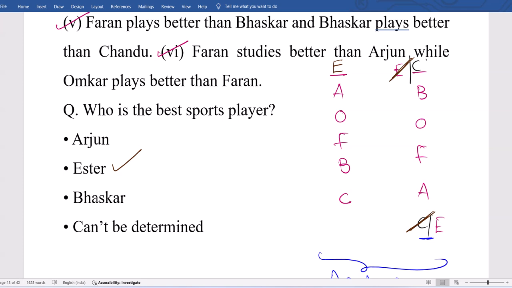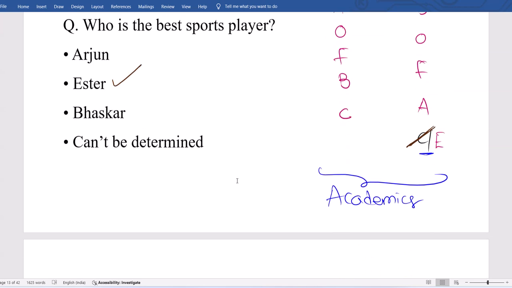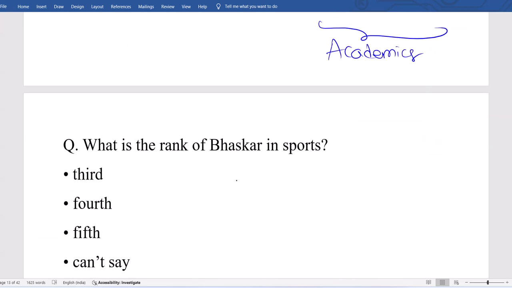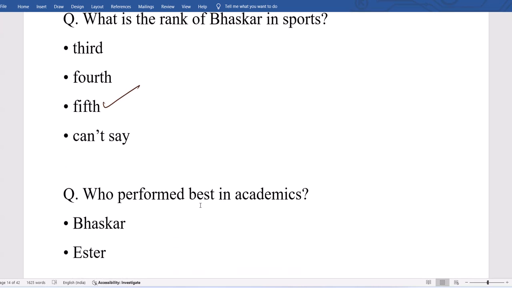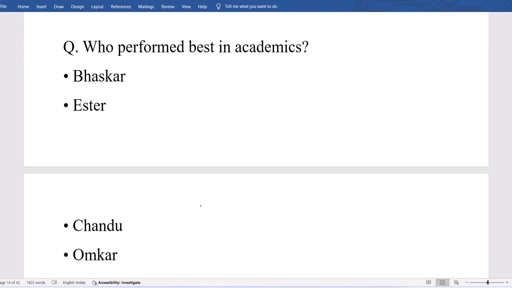What is Bhaskar's ranking in sports? Bhaskar's ranking in sports is 5, ranking from top, right? So Bhaskar's rank in sports is 5th. Who performed best in academics is Chandu.